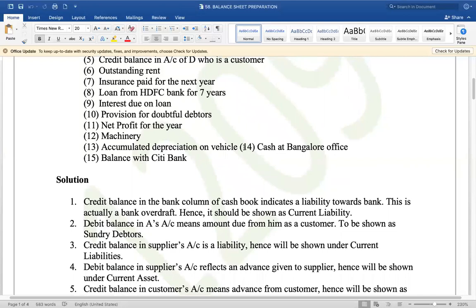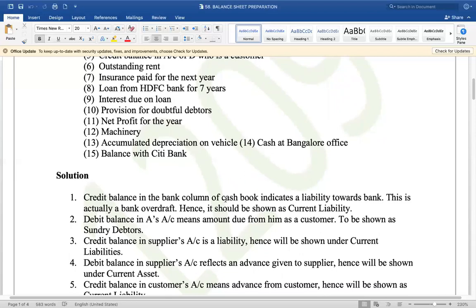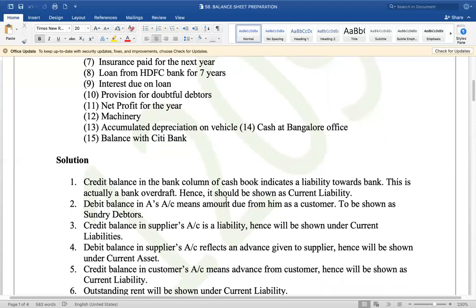Next, credit balance in the account of D, who is a customer. Credit balance in the customer's account means it is the advance you are taking from the customer. So therefore, what belongs to others is a liability. You are taking it in liability, current liability.